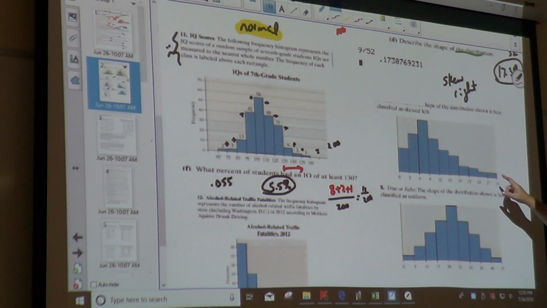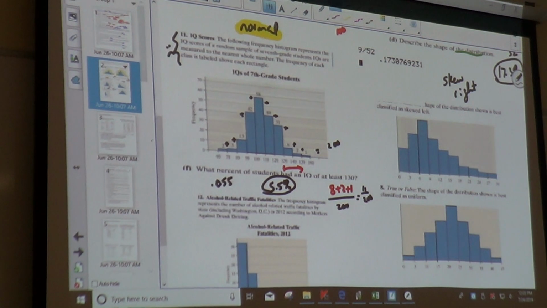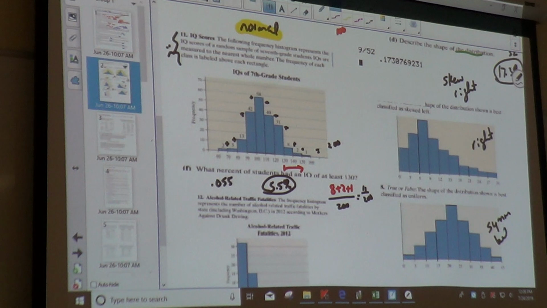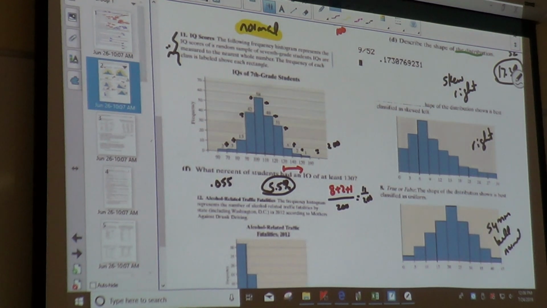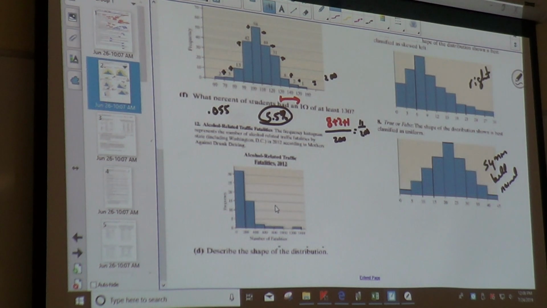What shape of the distribution is this? That one's gonna be right skewed. What's the one below it? Symmetric, bell, normal, however they're gonna word it. And then, what's the shape of this one? Right.